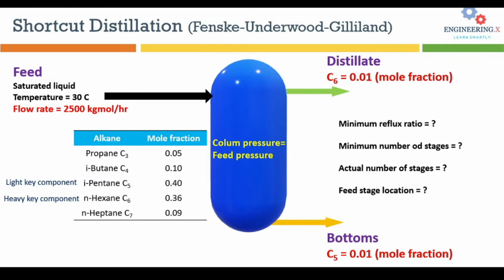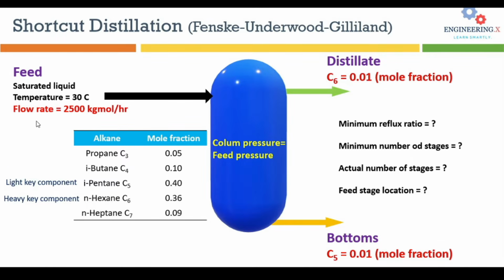For that, today we are going to solve a problem related to the shortcut distillation method, which is the Fenske-Underwood-Gilliland method. There is a feed that consists of propane, isobutane, isopentane, n-hexane and n-heptane with the mole fractions given in this table. Here the light key component we are considering is isopentane, and the heavy key component is n-hexane.